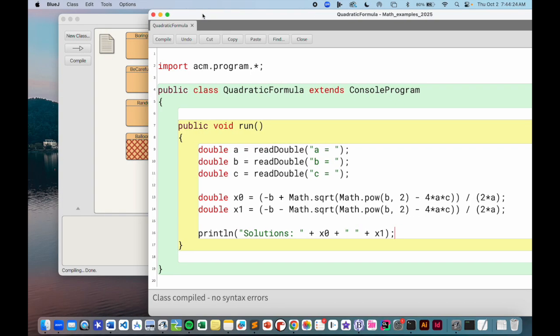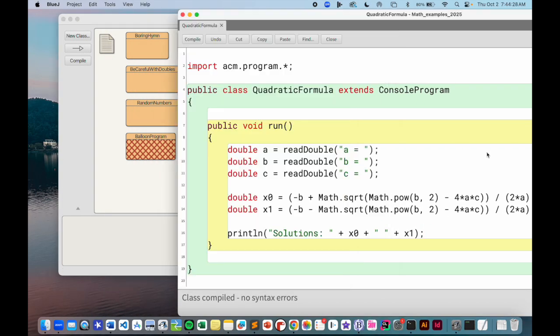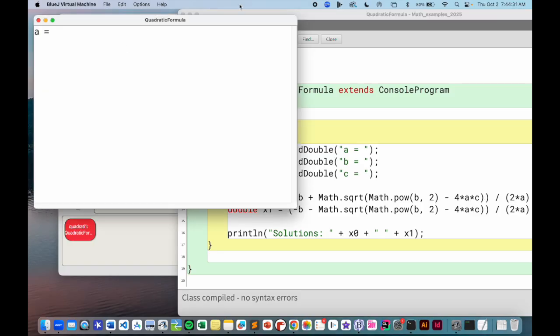So I'm going to compile this. Let's put it over here. And let's go ahead and run it. Let me make this window a little bit smaller. Maybe. Maybe not. Okay, let's do 1, 2, and negative 15, which does factor evenly. And there we go, we get 3 and negative 5.